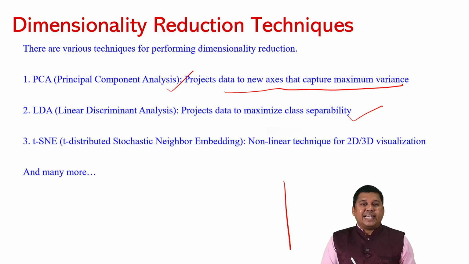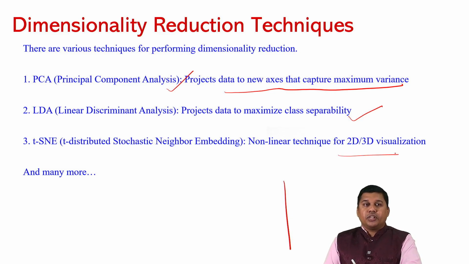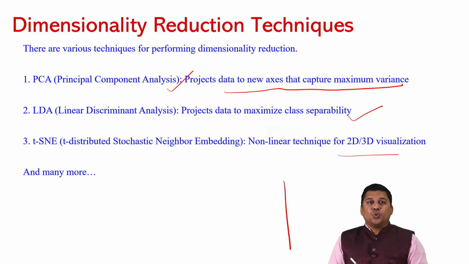And the other one is t-SNE, t-distributed stochastic neighbor embedding. Again, this is used for 2D, 3D visualization. Like this, there are n number of techniques which we can apply to do dimensionality reduction. We are going to study PCA, that is principal component analysis. We will try to understand mathematically what PCA is and what it does. Also, we will try to solve a numerical problem.